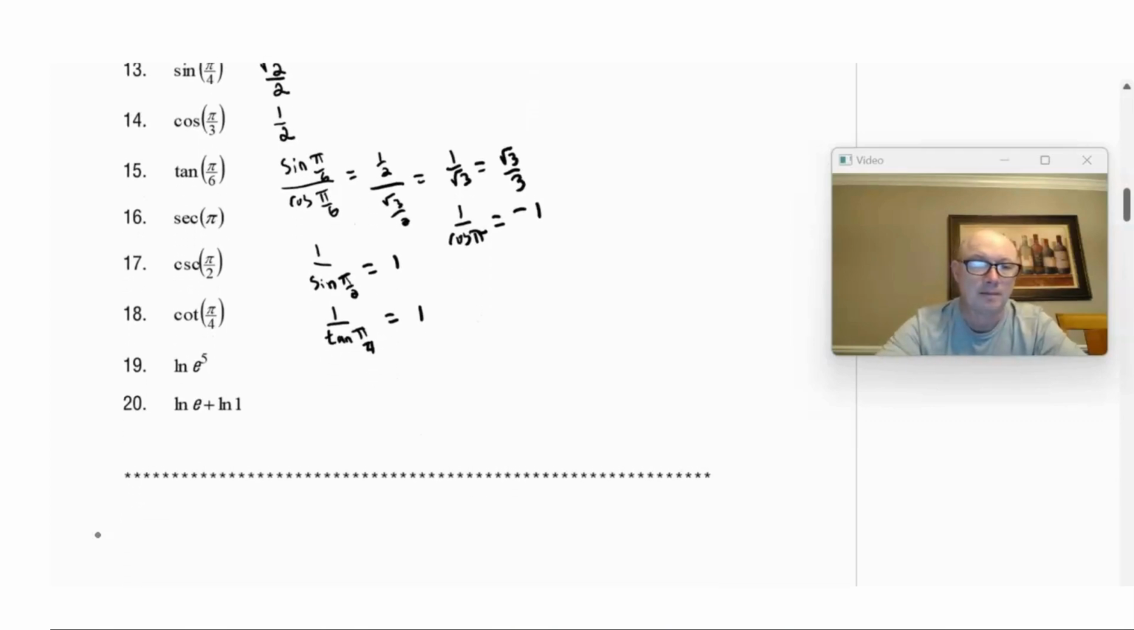In number 19 here, we have the natural log of e to the 5th, and in this we're going to remember that when we have an exponent, we can bring it out front of any type of logarithm, so we would get 5 times the natural log of e. Well, the natural log of e is 1, so we would get 5. And then in the last problem, we have the natural log of the natural log of e. The natural log of e is 1, and the natural log of 1 is 0. So this answer would be 0.